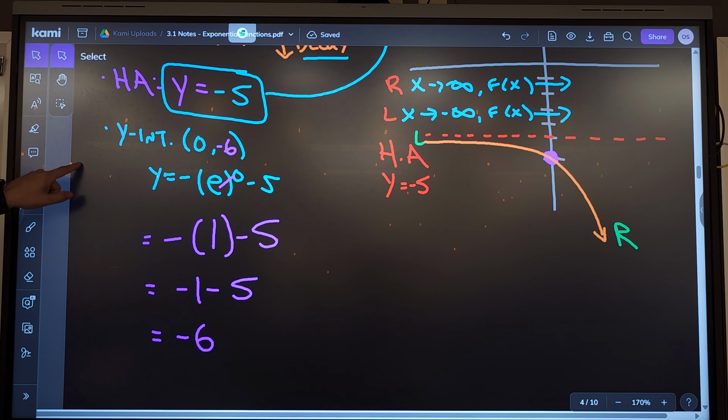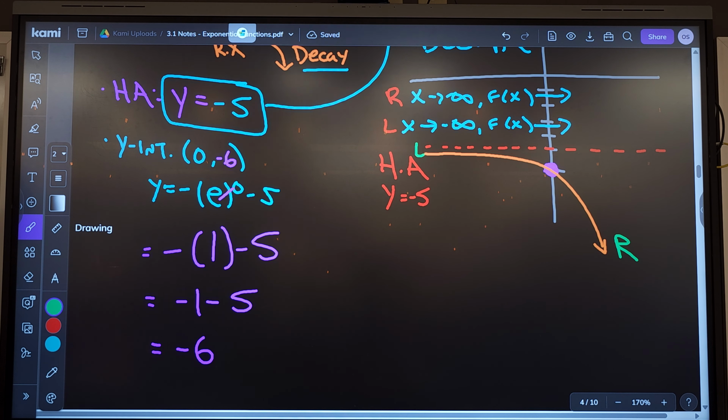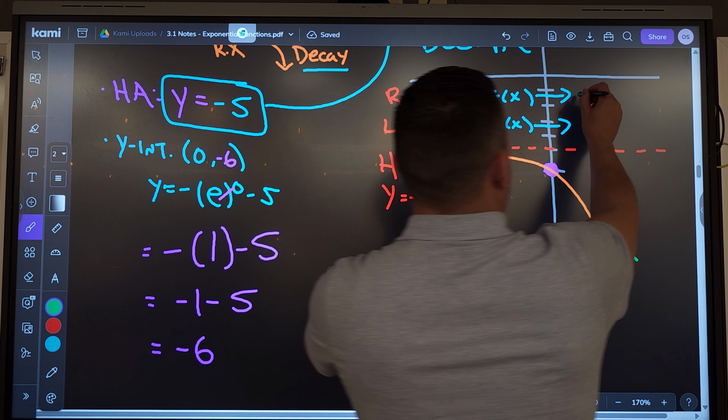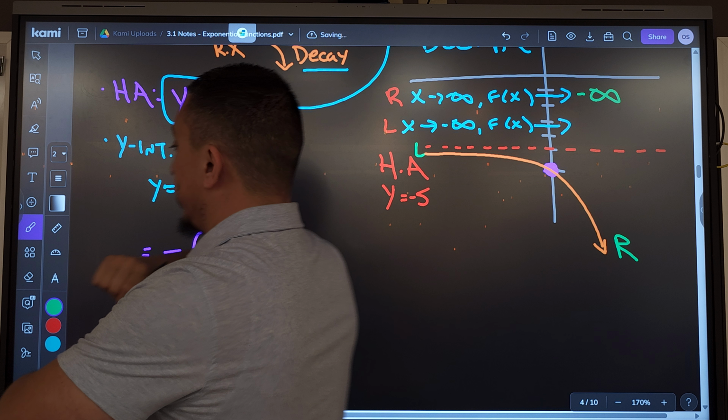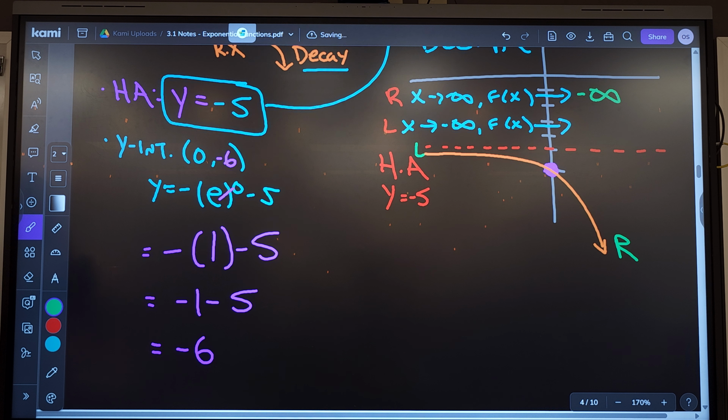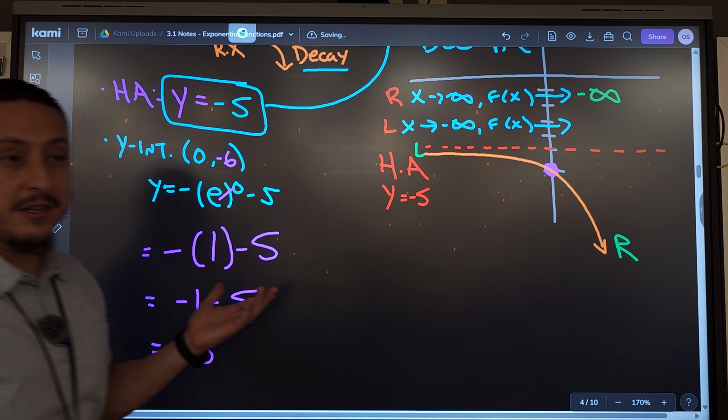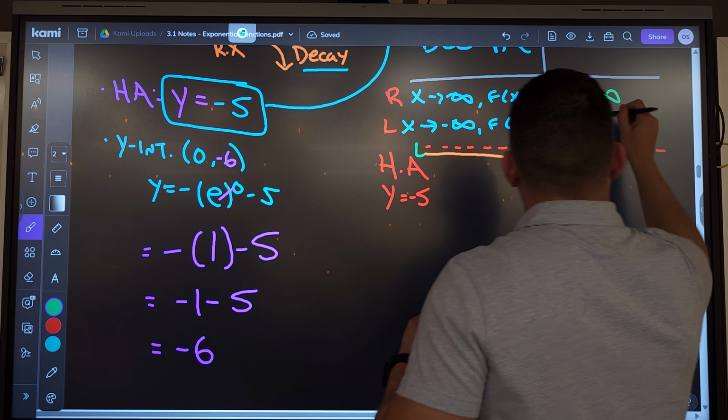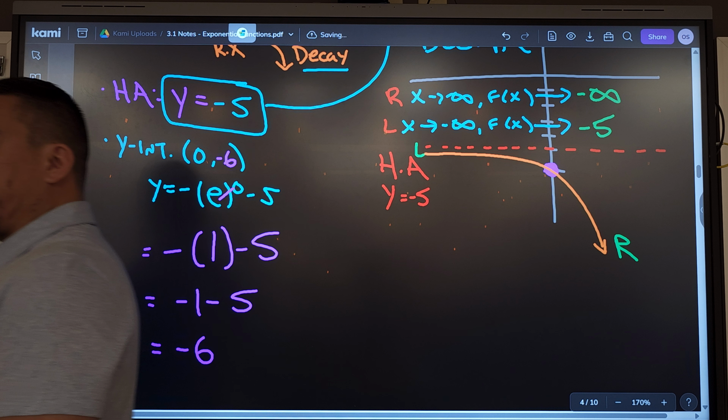So what is the y value of the right arm? Negative infinity. It's going down, down, down, right? Negative infinity. What's the y value of the left arm? Negative 5. That's how it works. Okay. That's it, guys. That's all there is to it.